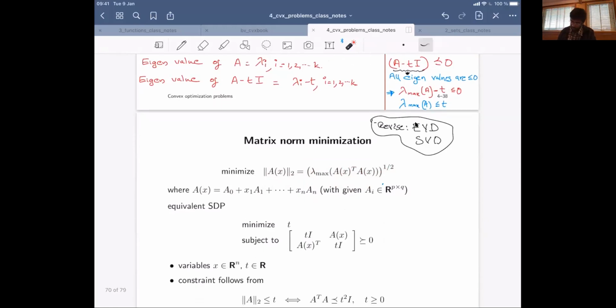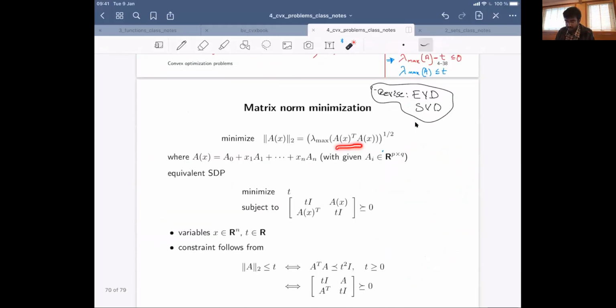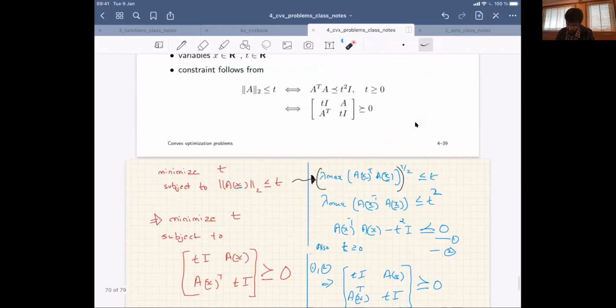Here A need not be a symmetric matrix. It's a general P cross Q matrix. That's why we didn't directly go for the eigenvalue like this. Here we are constructing a new matrix, A transpose A. So this is again an equivalent problem. We can minimize this using an SDP framework. Let's see how it is.